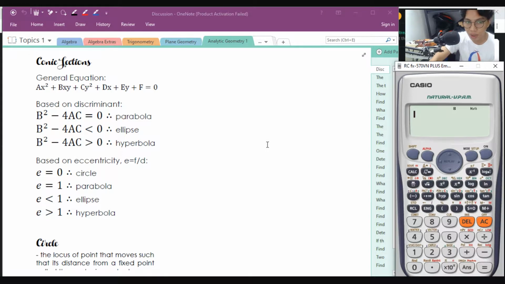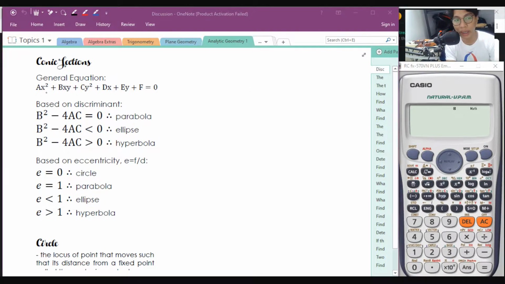So let us begin with the general equation of a conic. So a general equation ng conic will be ax squared plus bxy plus cy squared plus dx plus ey plus f equal to 0. So a certain conic section, merong magiging missing dito. Okay? Kunwari, sa circle, merong missing dito na part ng algebraic expression. Okay? Malalaman niyo pag nag-solve na tayo ng mga problems.